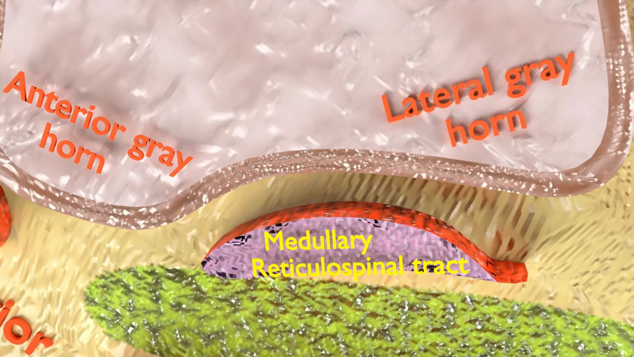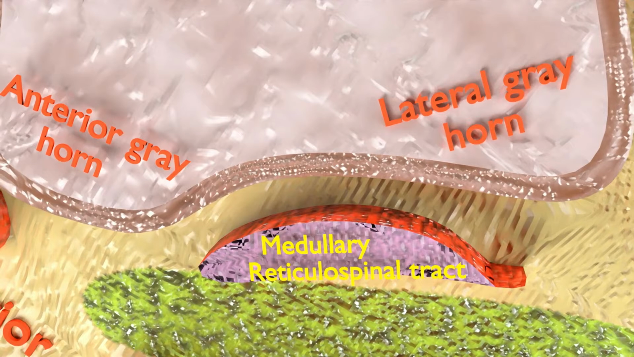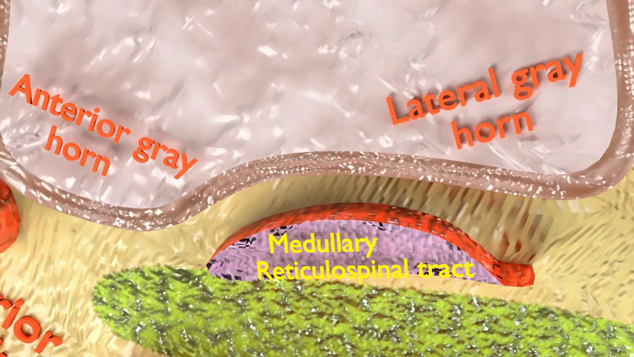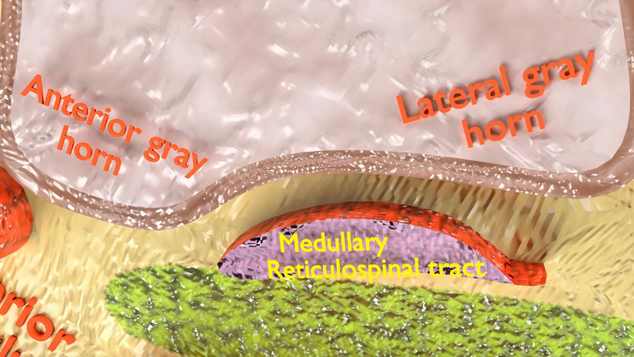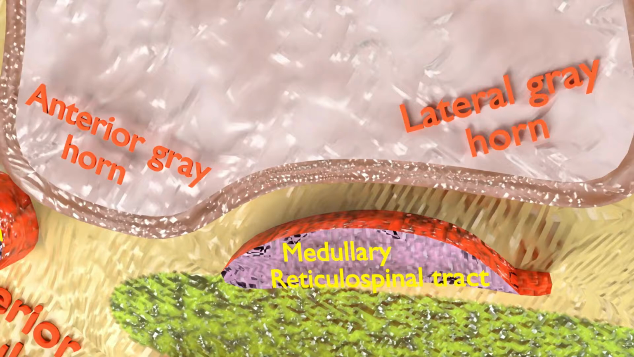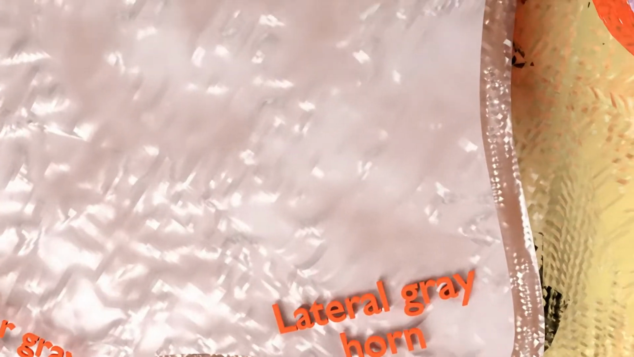The anterior grey column contains motor neurons. These synapse with interneurons and axons of cells that have traveled down the pyramidal tract. These cells are responsible for movement of muscles. The lateral grey column contains neurons that innervate visceral and pelvic organs.